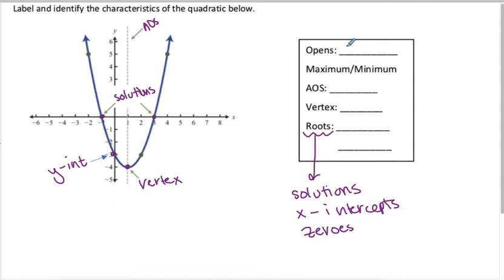This particular one opens up, giving us a minimum, a low value. The axis of symmetry is at x equals 1. It goes through x is 1. The vertex is at 1 and then lower, 1, 2, 3, 4, down.